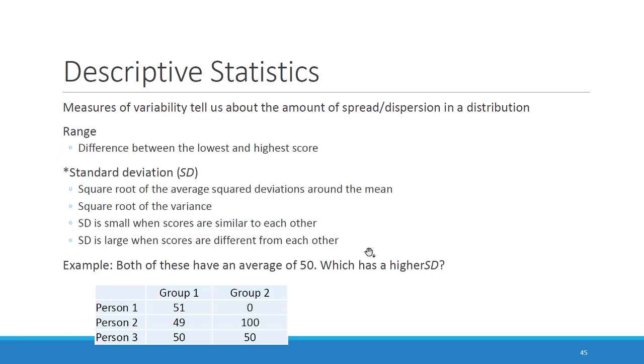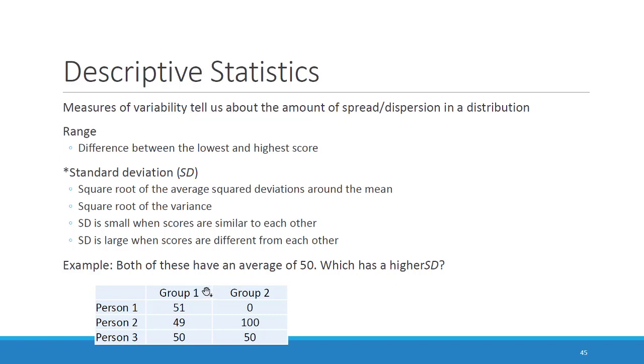So let's use an example that might help illustrate why the information about standard deviation is important and what measures of variability can tell us beyond what we know about the mean of a distribution. So let's take this example here. We have group 1 and we have group 2. And in each group we have 3 individuals, person 1, person 2, and person 3.